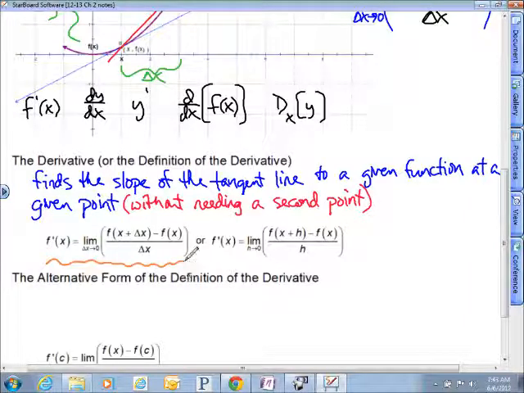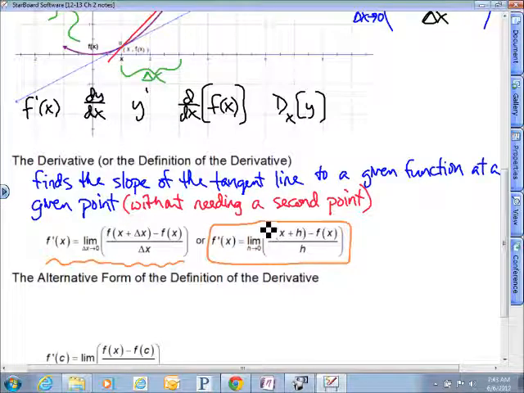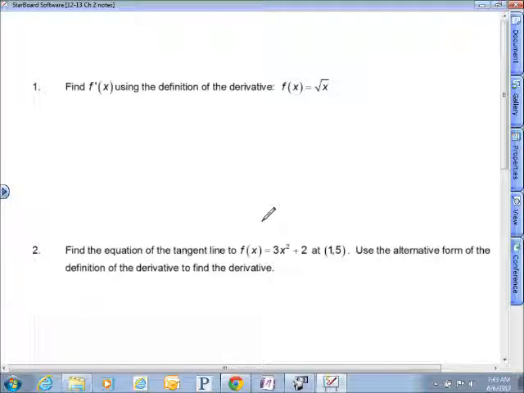What I'm also going to introduce to you today is that this is another way we look at it, and especially AP people, they like to use h's instead of changing x's. It makes it a little bit easier to deal with. So we're going to try to take this derivative. Let's jump to this second page. On the second page, you've got problem number 1. Find f prime of x, find the derivative, using the definition of the derivative.